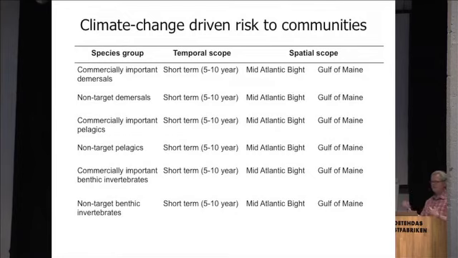And the time frame that they're going to be looking at is not 50 or 100 years into the future. They're looking at 5 to 10 years into the future because that's more applicable to the type of management decisions we're used to making. And lastly, within the Northeast region there are 2 main subregions, the Mid-Atlantic Bight and the Gulf of Maine. So we're going to be looking at differences of communities in both of those regions.